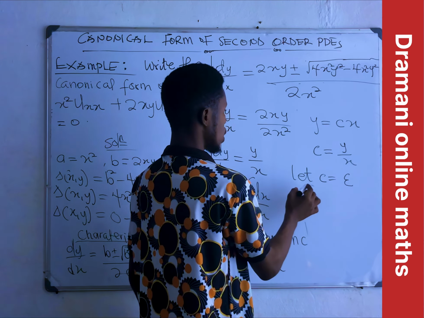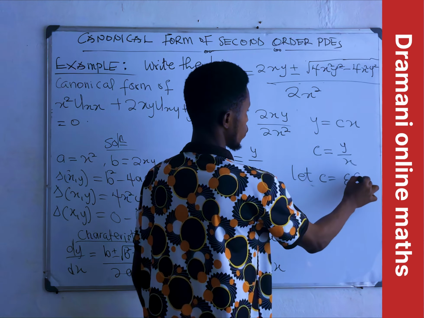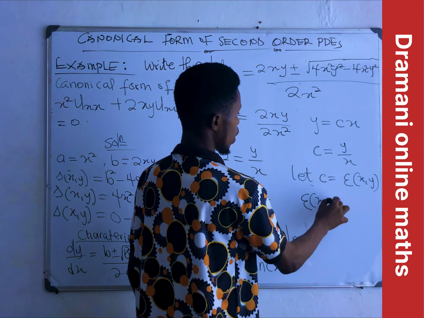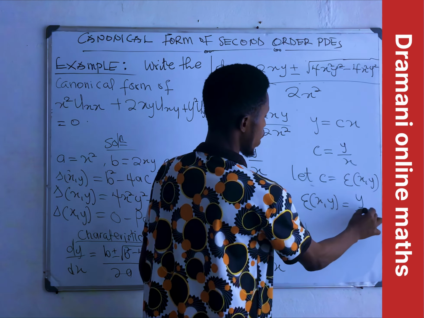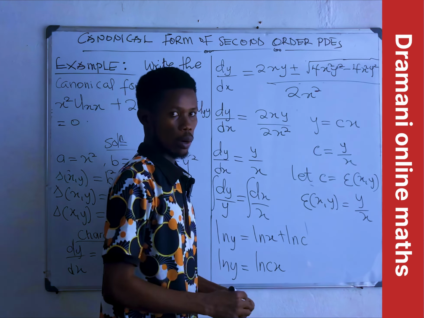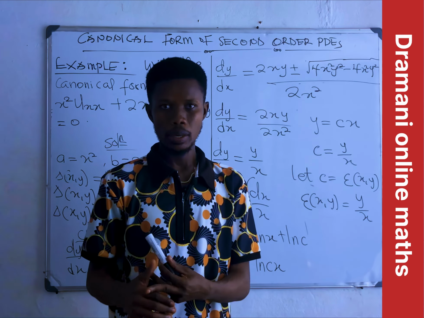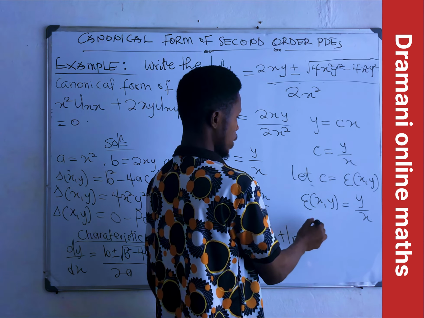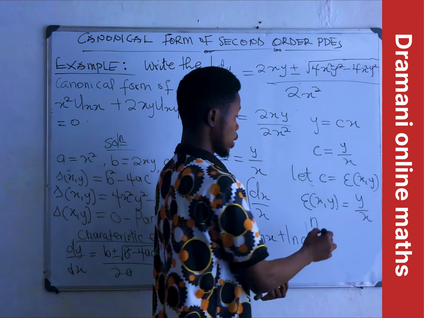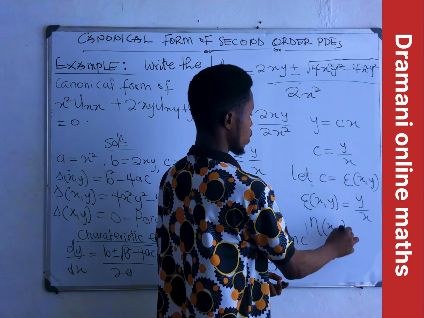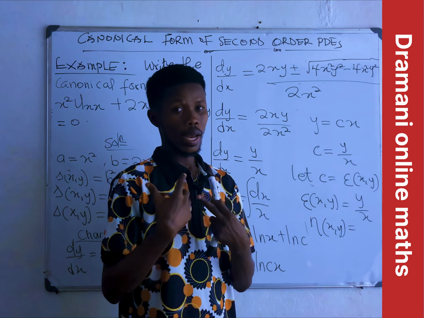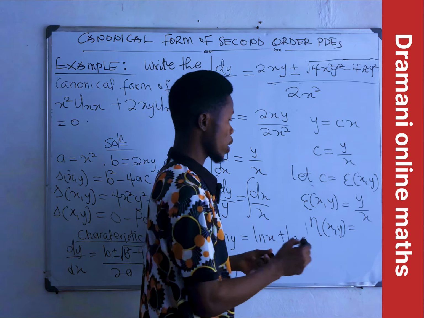Xi, in terms of x and y, means that my xi in terms of x and y will be equal to y over x. Now we are dealing with xi and eta. So if I have xi, then I need to get eta. The eta will be in terms of x and y. For me to get eta, I will choose either x or y, any one of them. So I prefer to use the y.